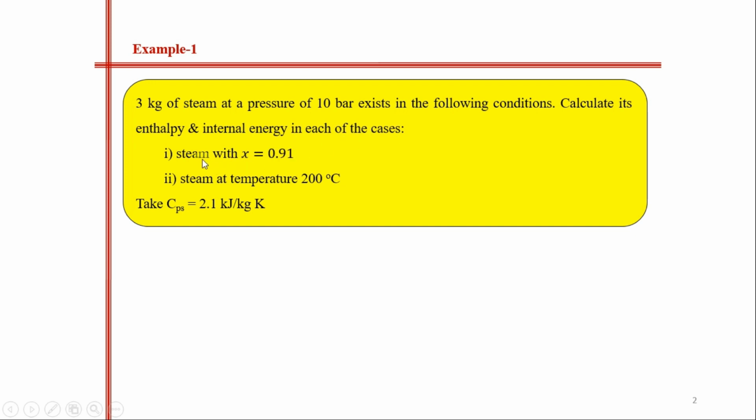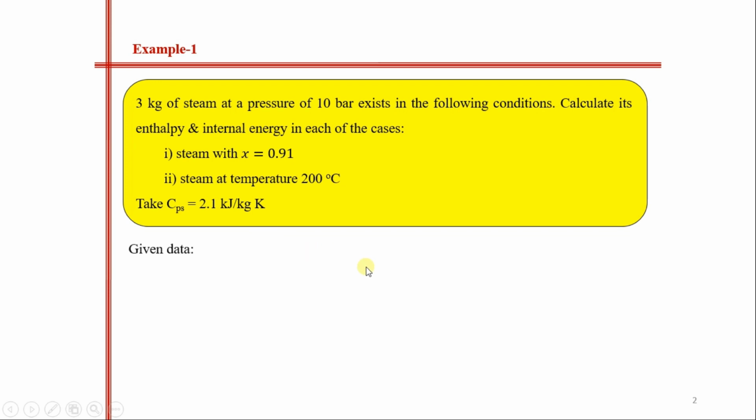First case is steam with x equal to 0.91. x means dryness fraction. And second condition, steam is at temperature of 200 degrees Celsius. And here it is given that take Cps equal to 2.1 kilojoule per kg Kelvin. Cps means specific heat for superheated steam.